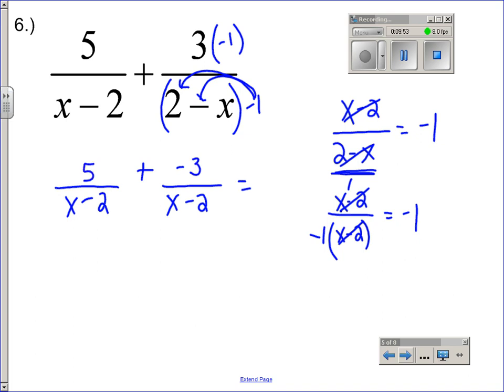Now we have a least common denominator. What is 5 plus negative 3? 2. Can we simplify anything from here? No, because the 2 is attached to the x on the bottom.